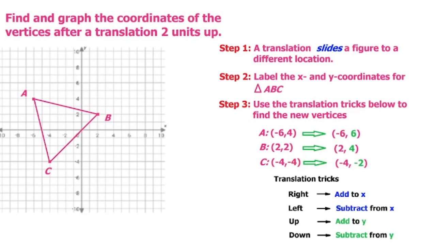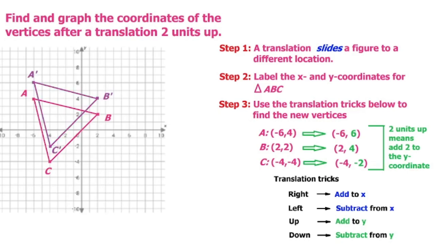Now all that's left to do is to draw the figure. So just a summary here, 2 units up means add 2 to the y coordinate, which is what we've done. And here's our new figure. We just plotted these new points that have translated the original figure up. Okay, and that's all there is to this problem.